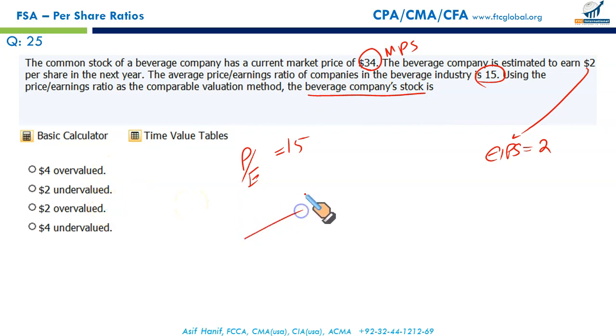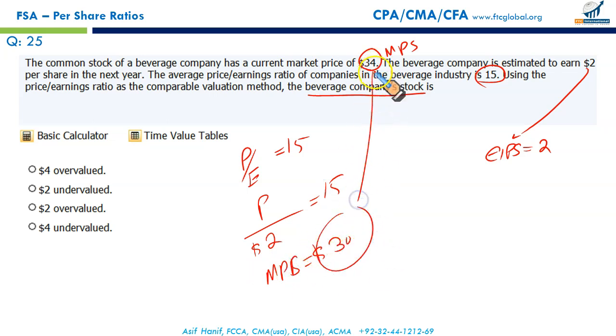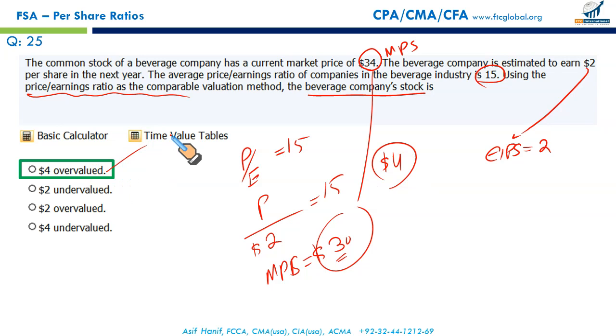Let us see. The PE multiple is 15 for this industry, and if EPS is $2, that means the share price should be, as per the model, $30. But as you can see, right now the current share price is $34. So this is $4 overvalued if we use the price earning as a comparable valuation method. As per the model, $30 should be the share price while the current price is 34. So we can say that the share is overvalued by $4. A is the right option.